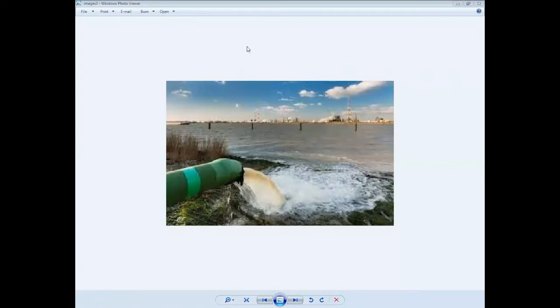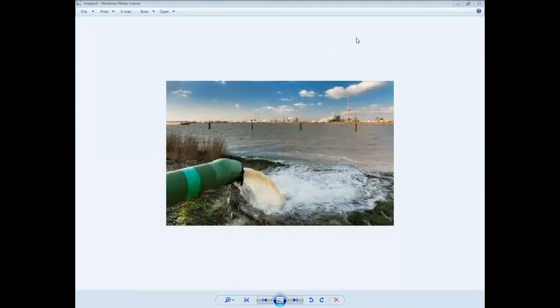Air pollution doesn't occur only outside. The air inside buildings can also be contaminated and affect our health. What is the meaning of contaminated? The meaning of the word contaminated is infected.